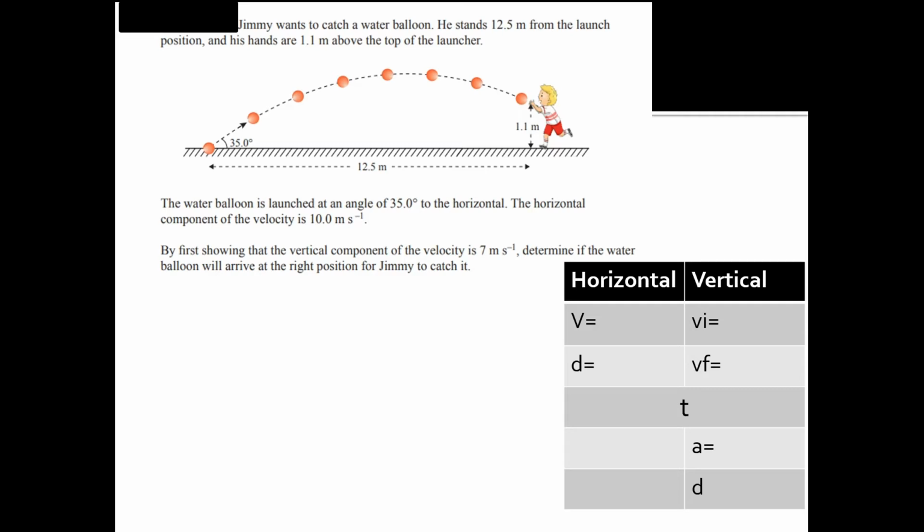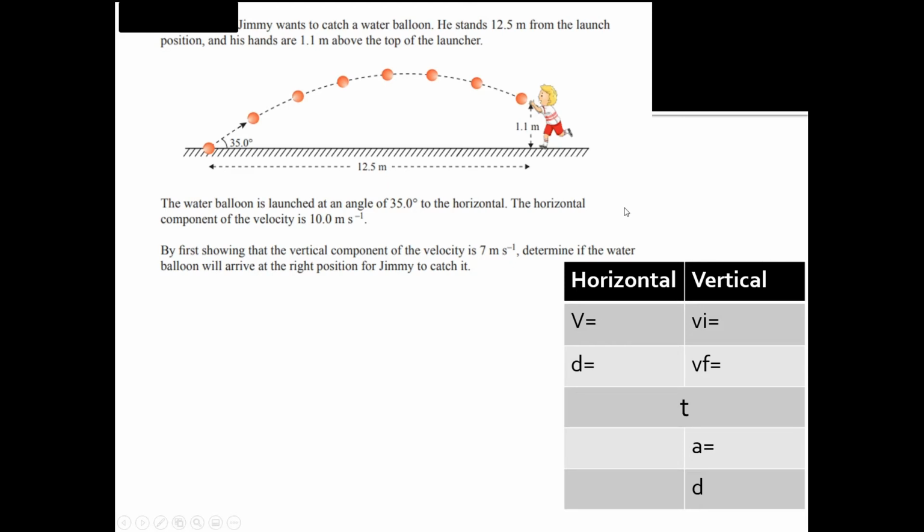by first showing that the vertical component of the velocity is 7 meters per second. Determine if the water balloon will arrive at the right position for Jimmy to catch it. Well, in this case, the question already lays out the most essential first step for any projectile motion question, which is to split into vertical and horizontal components.